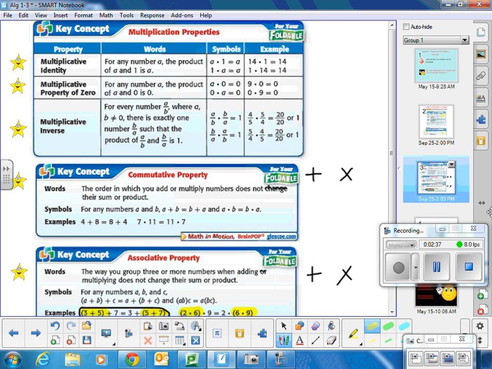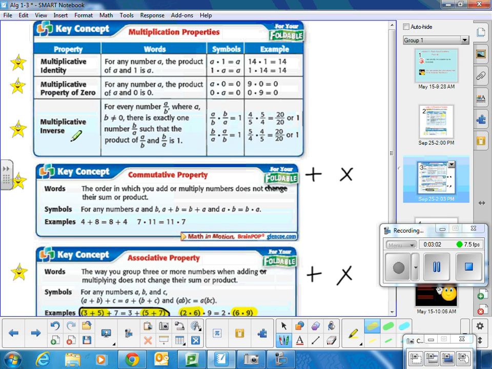Now we're on to some multiplication properties. The first one being the multiplicative identity. It's just like the addition identity, except this time it's going to be multiplying by 1. So any number times 1 is going to equal itself. Then the multiplicative property of 0. If you take something and multiply it by 0, you get 0.